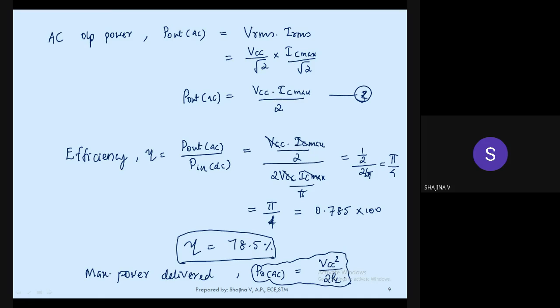Okay. Efficiency clear ആണോ? Efficiency of class B power amplifier is 78.5%. This is the maximum possible efficiency. Practically, it will be less than that. Clear or no?